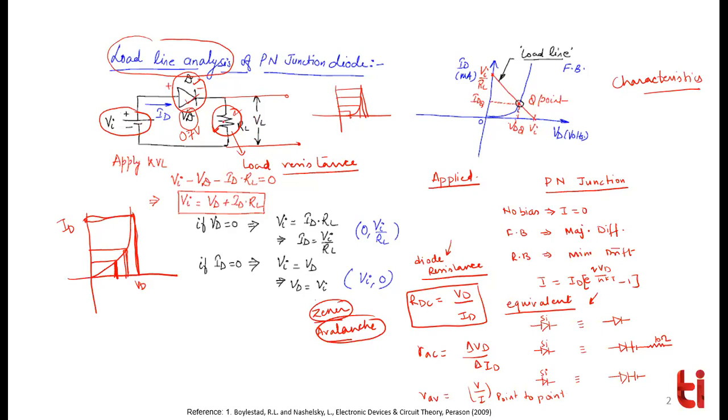And if the resistance is given, you can simply find out the current also. But if the characteristics are given, you need to find out the voltage and current from the characteristics of the diode. Okay. If this is clear, now how to do this load line analysis? You need to find a load line. One characteristic is of the diode.